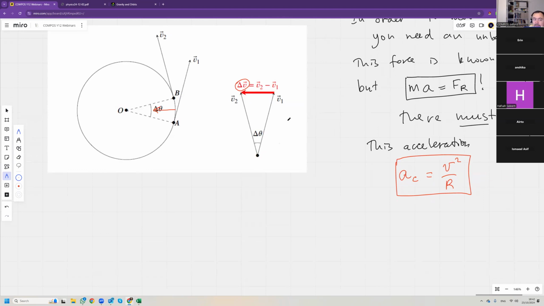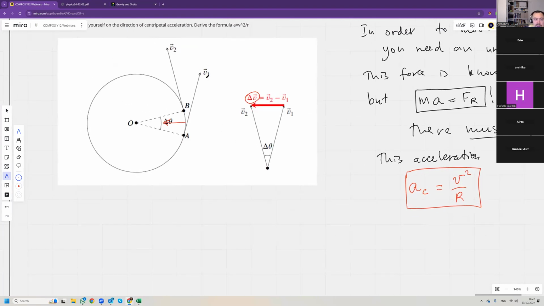Do you understand this diagram? On a scale of 0 to 10. Initial velocity, final velocity, and this is change in velocity. Change is final minus initial.